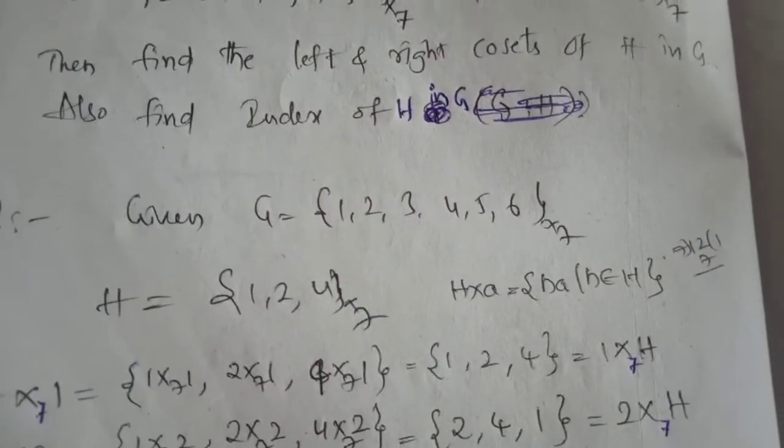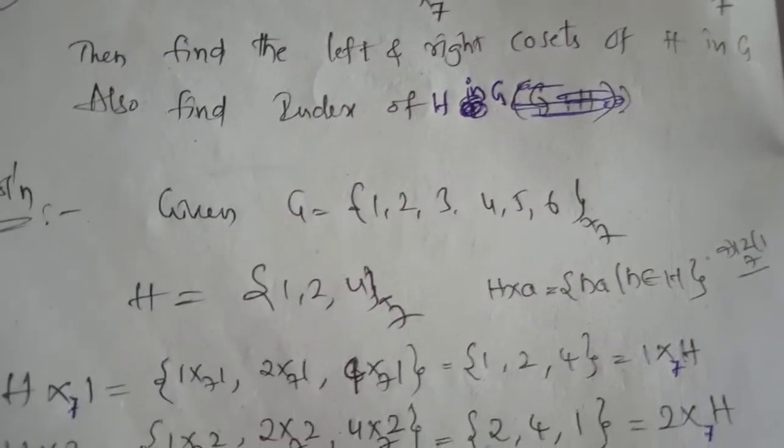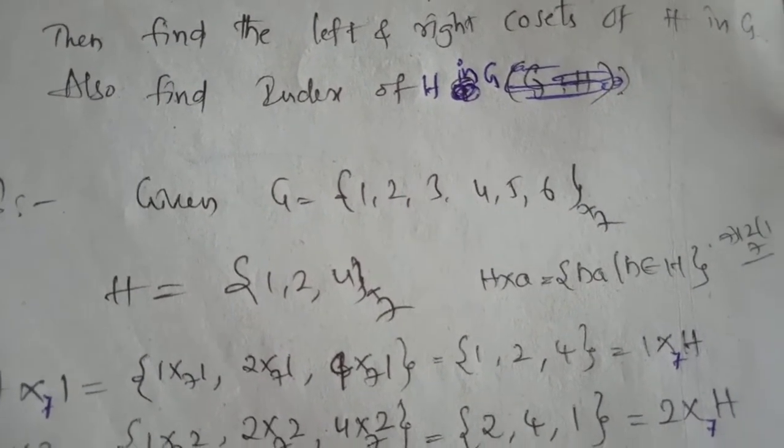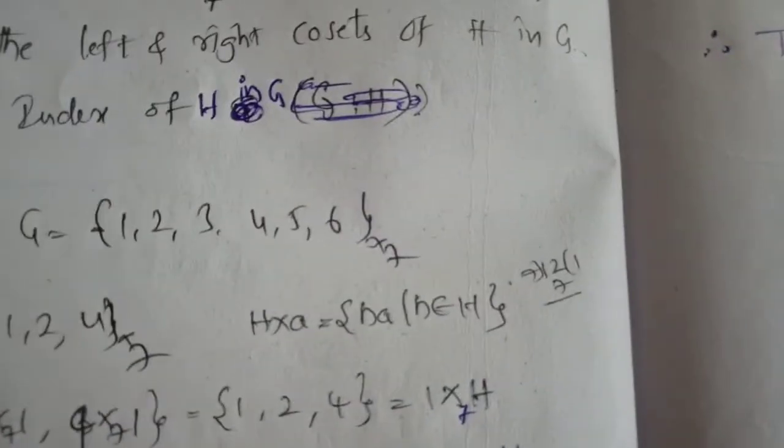So here group G = {1, 2, 3, 4, 5, 6}, and subgroup H = {1, 2, 4} under multiplication modulo 7. Now we are going to construct the right cosets and left cosets.